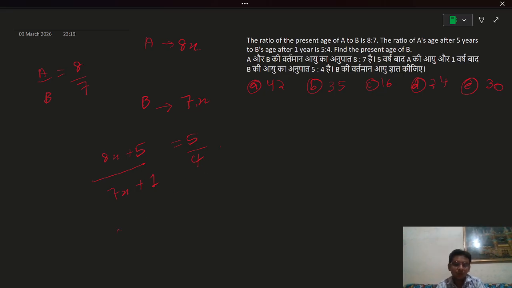Cross multiplying it, 32x plus 20, 35x plus 5. It will become 15 equal to 3x. What will be the value of x? The value of x is 5. What will be the present age of B? The present age of B is 7 into 5, which is 35 years. Simple question. Now let's move to the next.